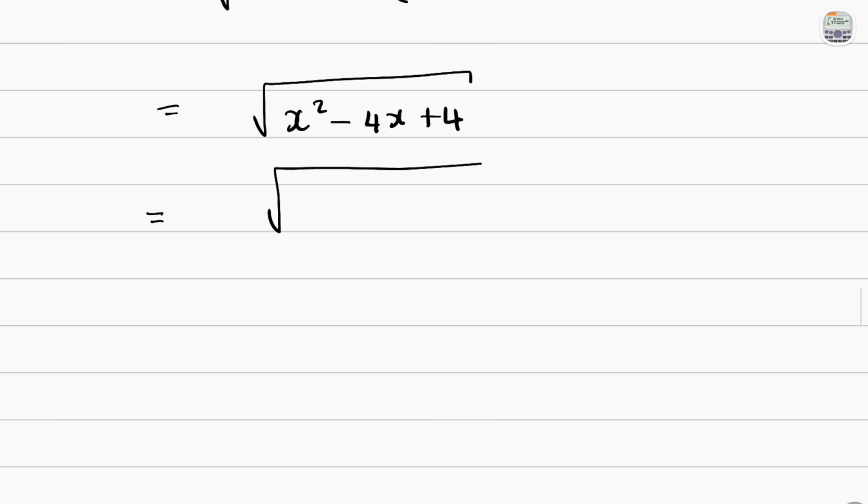So the square root of, and we're just going to say factorize that. x multiplied by x gives us x squared. And then we need factors of 4 that can give us a negative 4 in the middle.